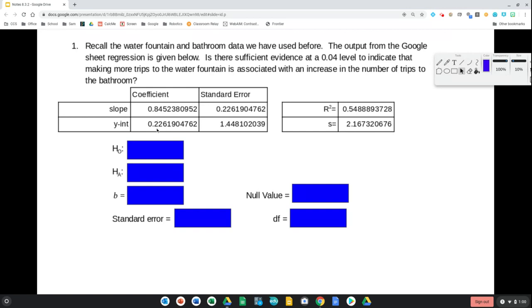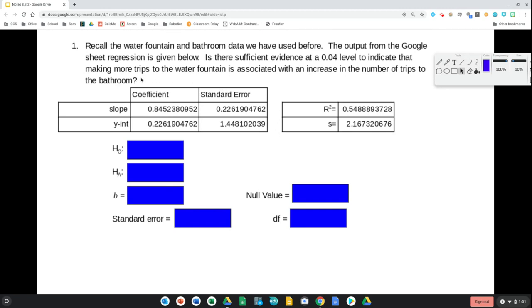And here's our y-intercept and the standard error for that, and then our value for r squared, and this overall standard error of the estimate, which we're going to talk about a little bit more in the next video. So the first thing we want to do is come up with a null hypothesis.